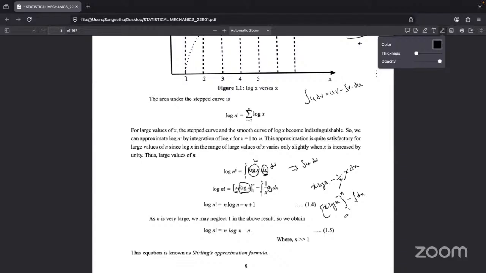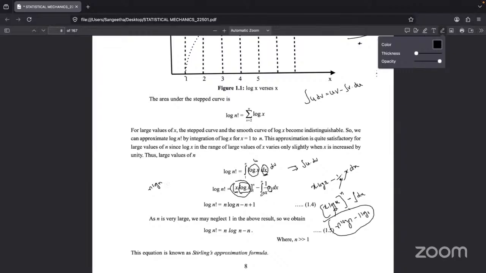To this one, apply the limits. What we will get? n times log n minus 1 times log 1. As log 1 equals 0, for x log x we are getting n times log n. Next here we have 1. This 1 I am taking as x with limits from 1 to n. Then we get minus of n minus 1.